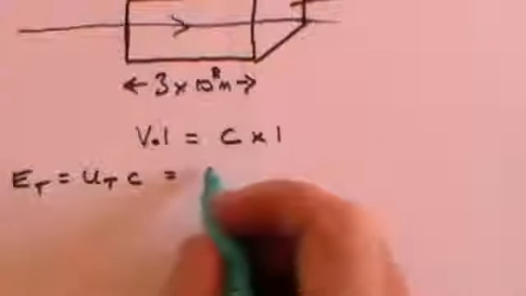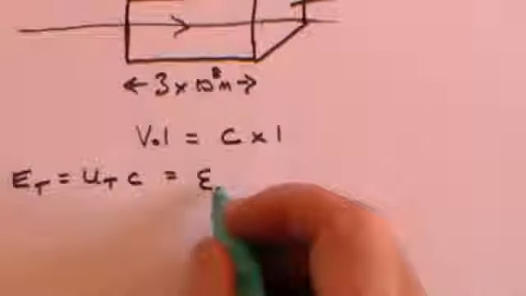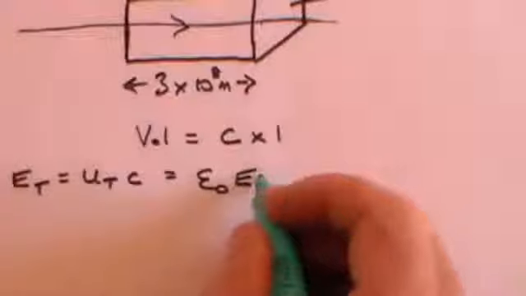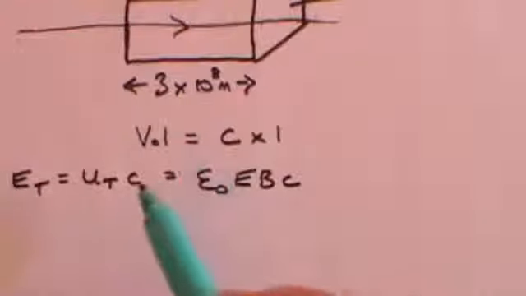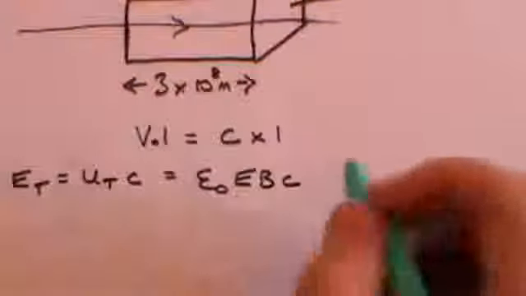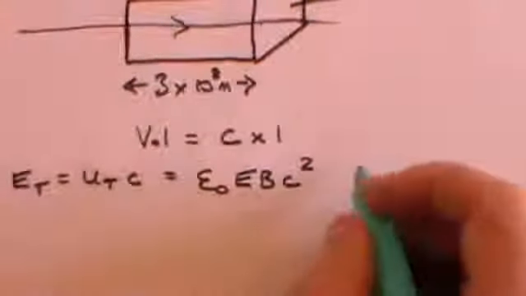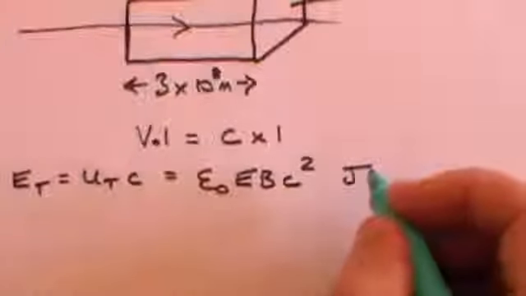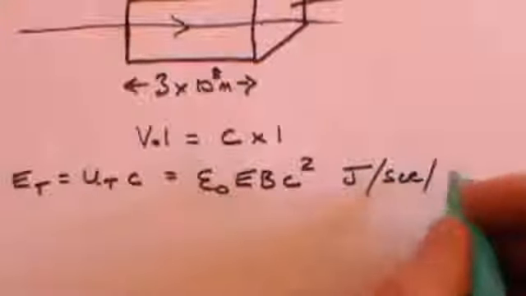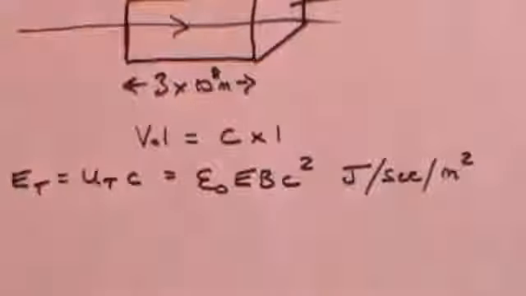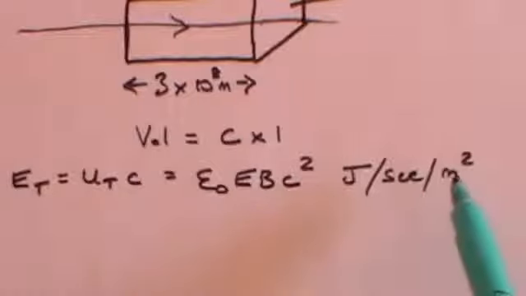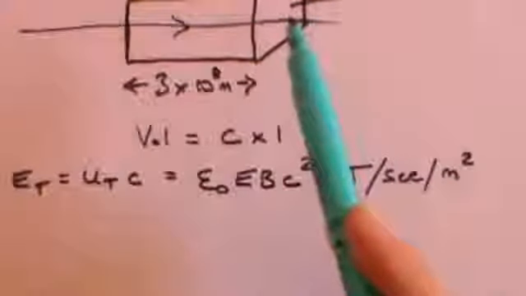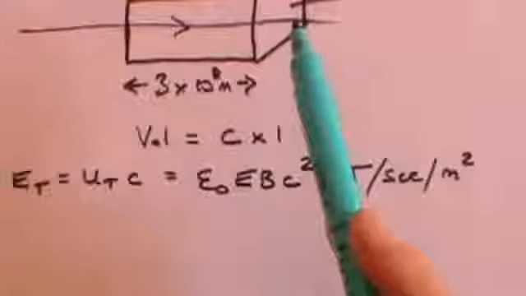Well, from the formula we just derived, the total energy per unit volume is epsilon naught EBc. But now we have to multiply by the volume, which is c, so we get a c squared. And that will now be measured as joules per second per metre squared. It's the amount of energy flowing per second through the box per metre squared, because the cross-sectional area of the box is 1 metre squared.